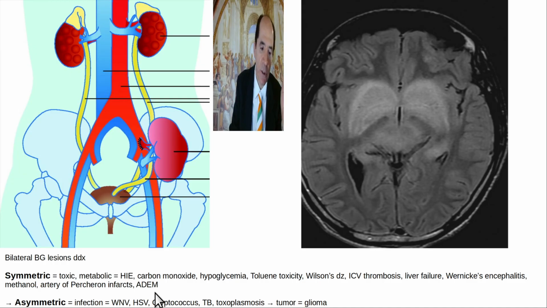All right, and then you say, well, gee, could it be an infection? You don't even really think about rabies, but rabies should be on there too: West Nile virus, herpes simplex encephalitis, Cryptococcus, toxo, etc. So anyways, yes, it could look like rabies. Yes, rabies can look like acute hypoxic ischemic encephalopathy.